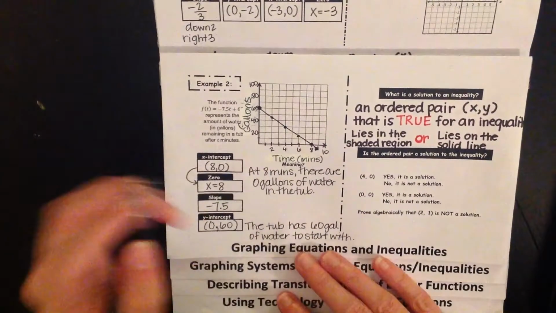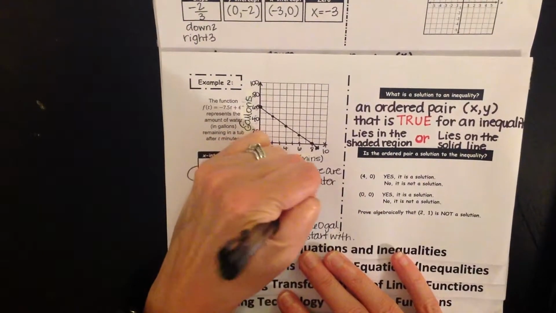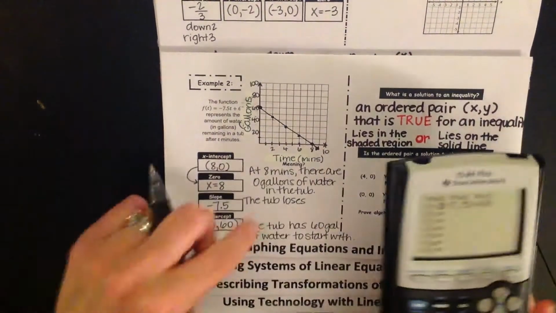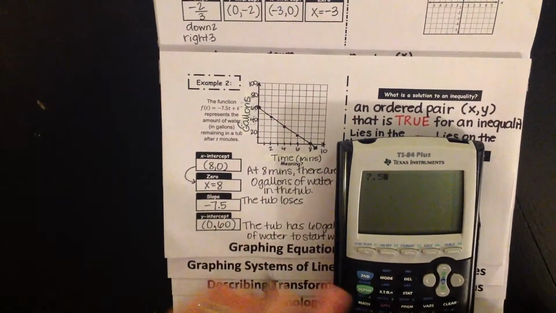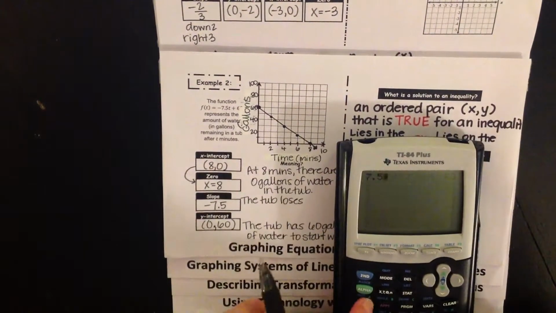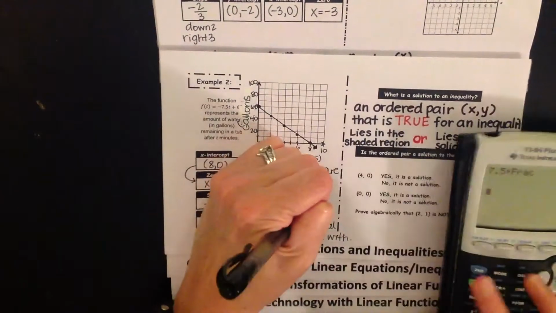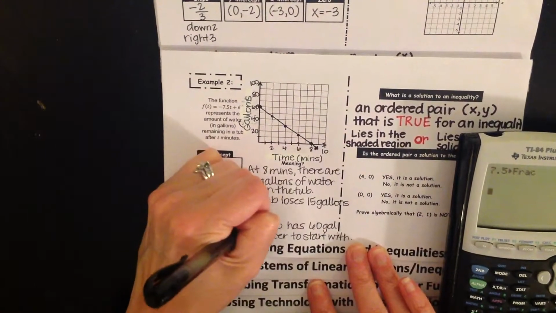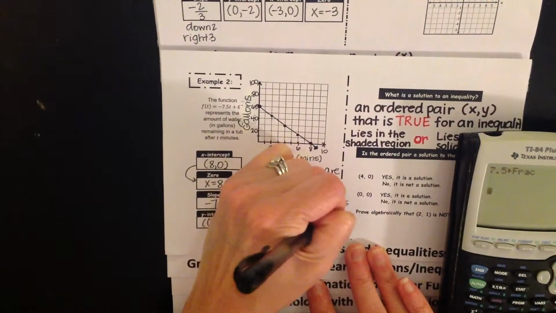The slope is telling me that the tub loses, or decreases. Now I want to change that 7.5 to a fraction because it's going to help me come up with my word. So I'm going to type in 7.5. I already took care of the negative sign by saying loses, coming up with a word that's telling me that I'm going down. So I'm going to math, fraction, and 15. So I'm losing 15 gallons of water every 2 minutes.